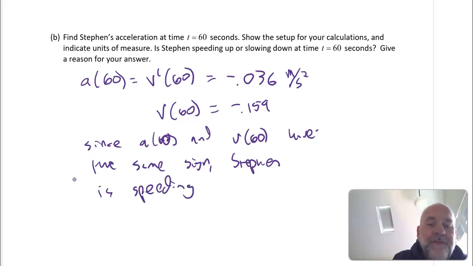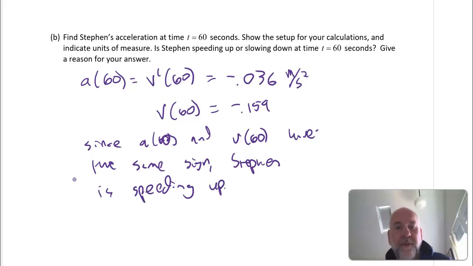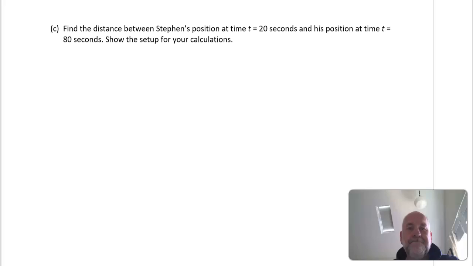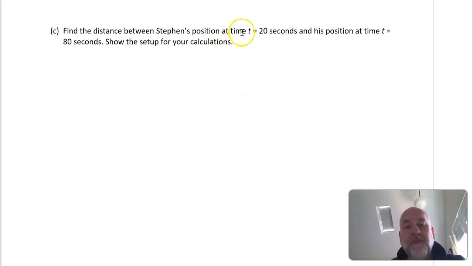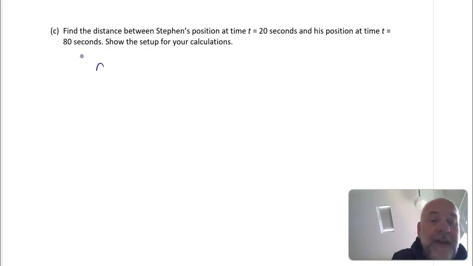Remember, acceleration and velocity having the same sign is speeding up, opposite signs is slowing down. Okay, find the distance between his position at 20 and his position at 80. Notice this isn't distance traveled. They just want to know where he was at 20, where he was at 80, how far apart are they? Fast question, integral from 20 to 80 of v of t dt.